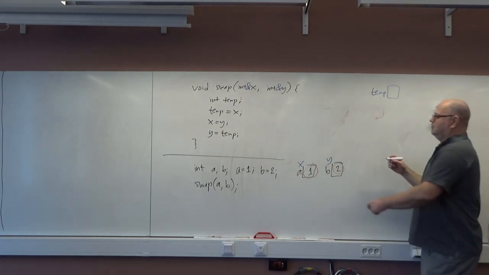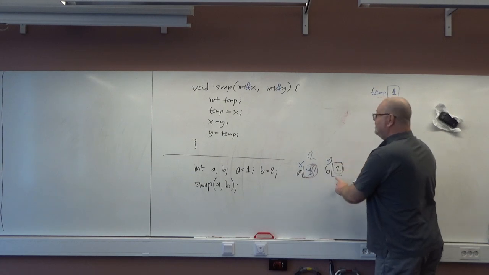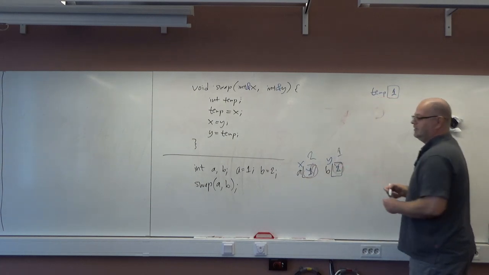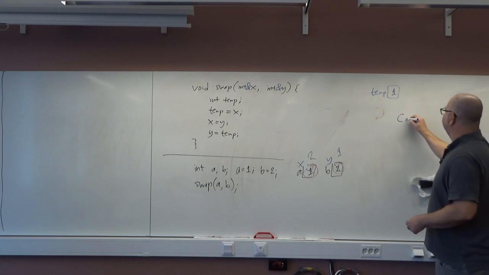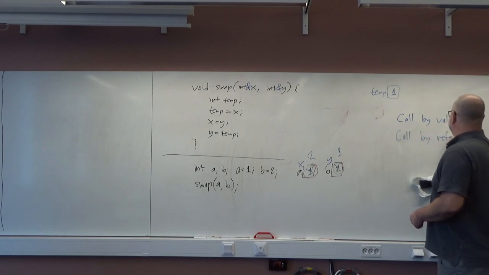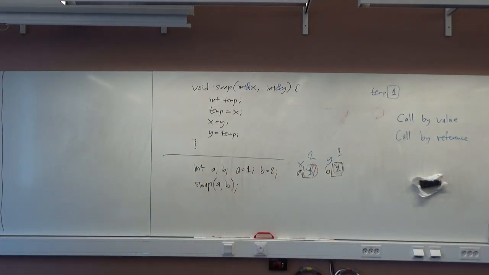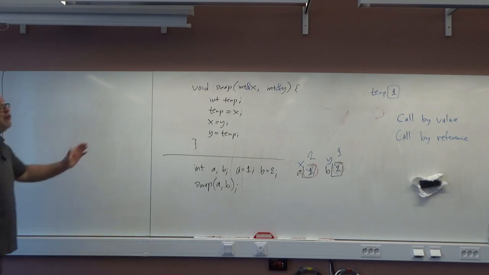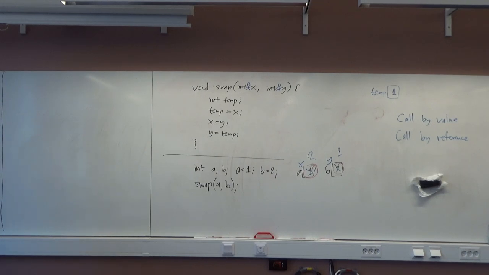Now, this works because I copy X to temp. I set X to Y. I set Y to temp like this. So now it works. So remember the difference between call by value and call by reference. In C, we don't have call by reference, so we have to simulate this using pointers. We send two pointers to A and B, and then we can, from the function swap, follow those pointers and actually swap the values.